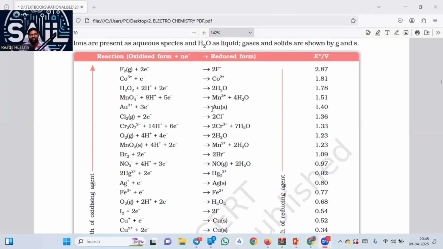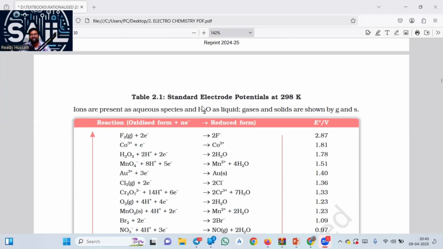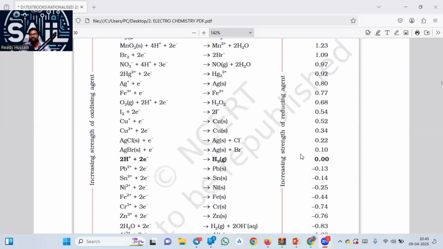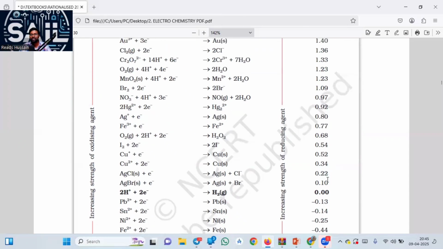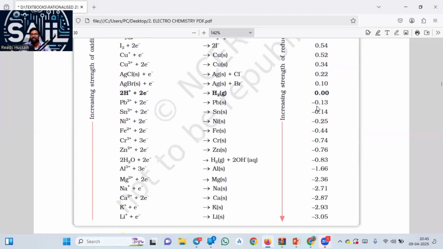See, this table is very, very important. And what is this table? This is a list of standard electrode potentials at 298 Kelvin of different electrodes. Here in the middle you can find the hydrogen electrode. For the standard hydrogen electrode, what is the electrode potential value? 0. Above hydrogen, the values are positive. These are all positive values.